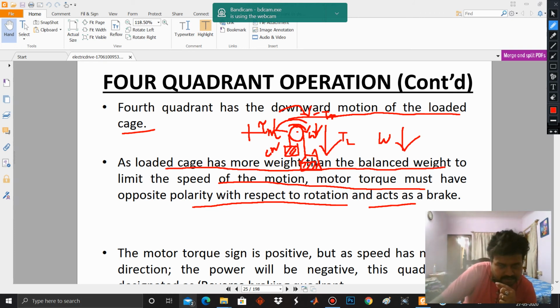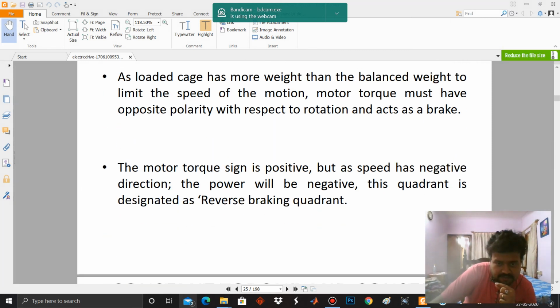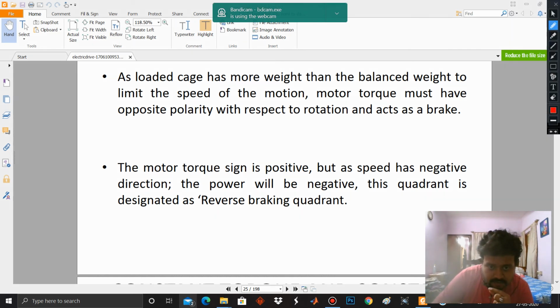So the first quadrant operation is called forward motoring. The third quadrant operation is called reverse motoring. And obviously, if you see, the motor torque sign is positive over here. So tau m is positive because it is in the counterclockwise direction, but the speed is in the clockwise direction and it is negative.